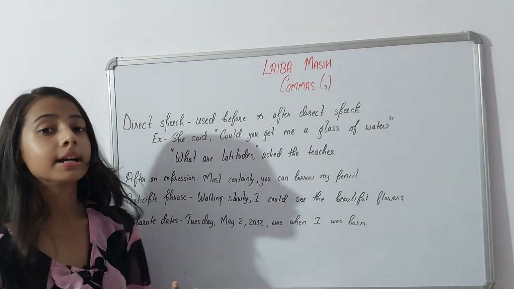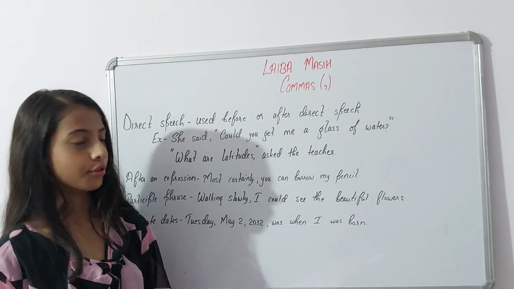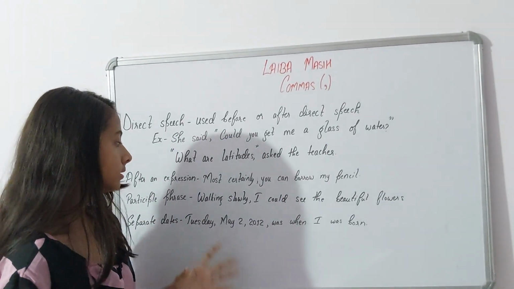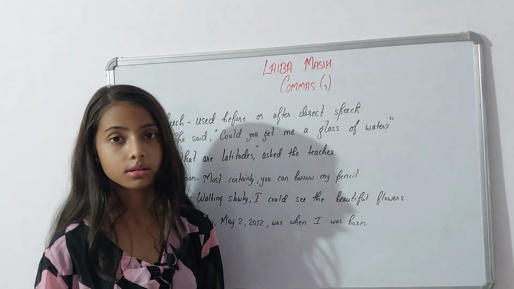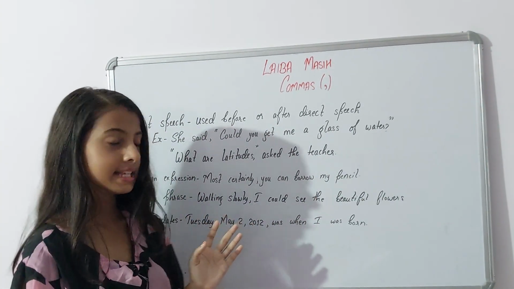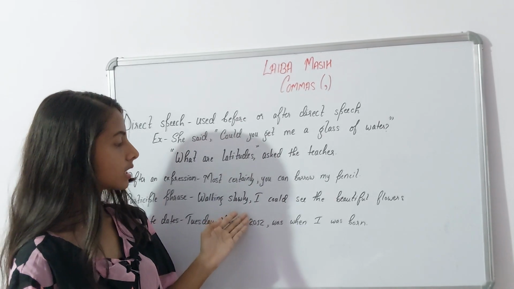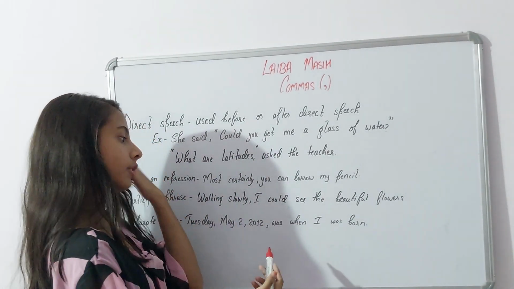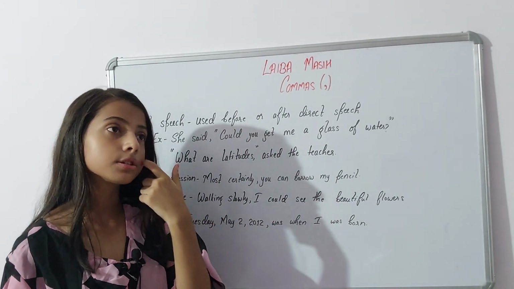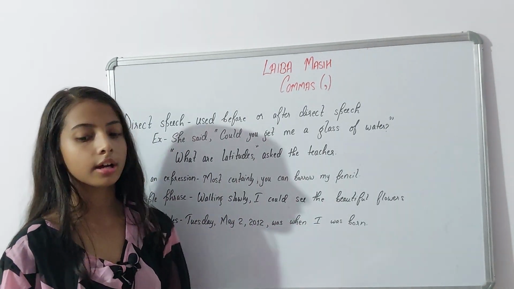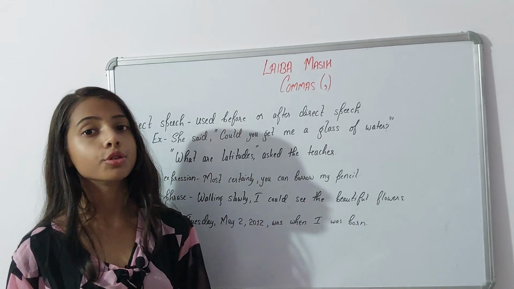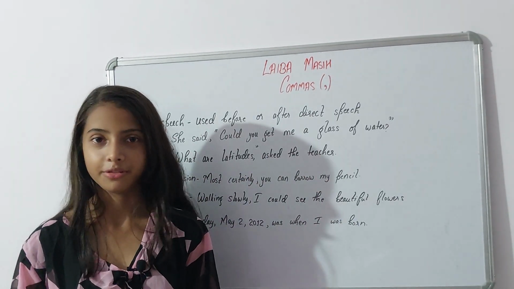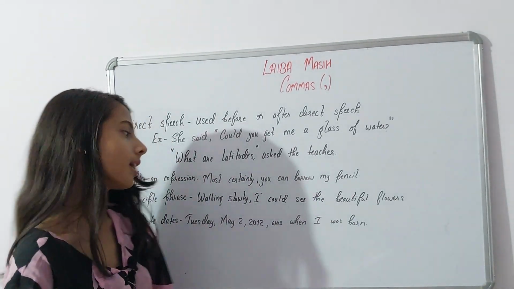Next is the participle phrase. Another type of phrase, an example is, walking slowly, I could see the beautiful flowers. This is a participle phrase, and here "walking slowly" is followed by a comma. And then we write, I could see the beautiful flowers. So you have to be careful about what kind of phrase, clause or adjective is being used before using commas, and to be careful, you have to know about it for sure.